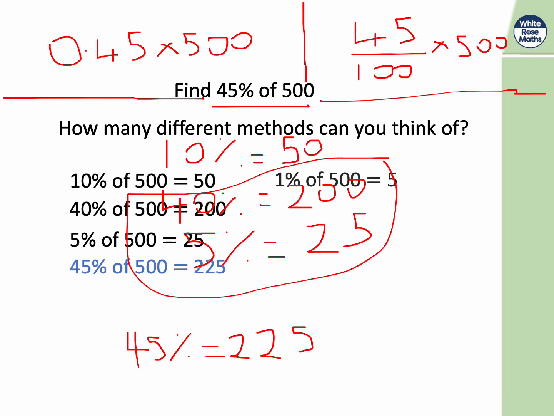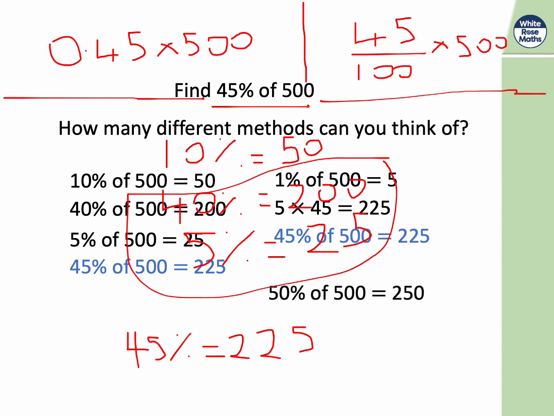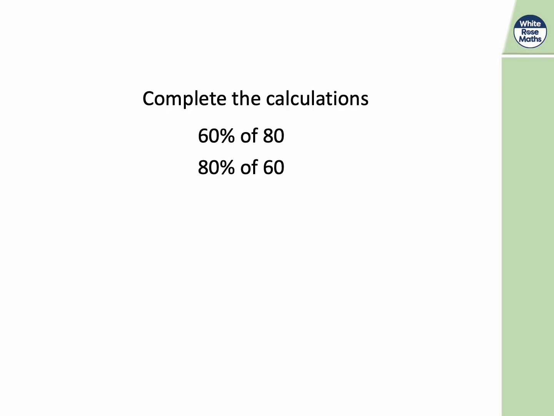There we go. They found 1%, times it by 5, and then they got their answer. They found 50%, 5%, and then took one away from each other. Right, guys, so complete the calculations, guys.